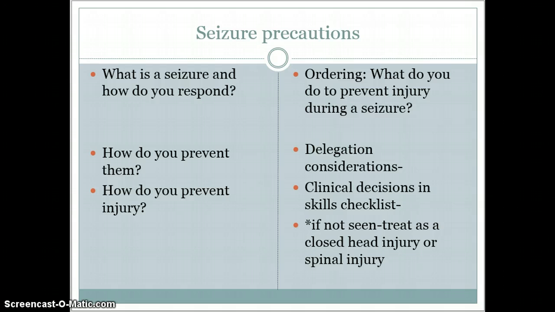And when we look at the clinical decision in the skills checklist, it says if you do not notice the seizure activity, treat them as a closed head injury or a spinal injury. So if you don't know if they fell and hit their head really hard on the floor, treat it in the most serious manner until it's ruled out otherwise.